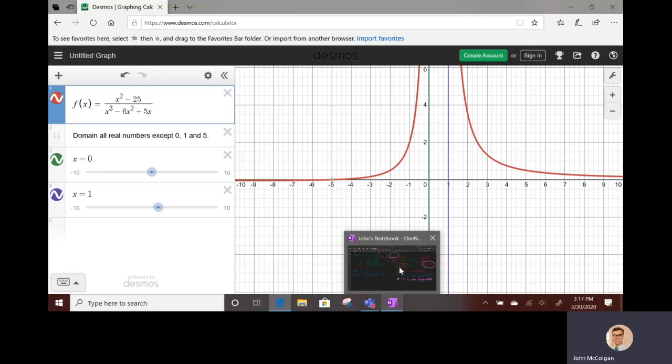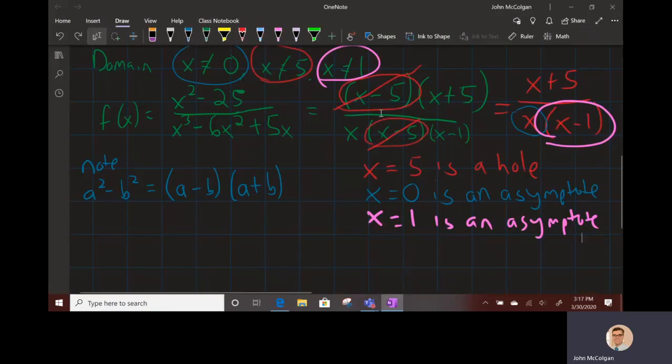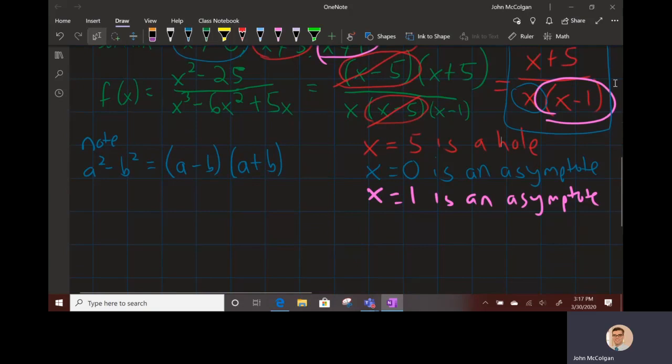So I'm going to go back to the notes that we had last time. This is from the last video where we saw the same thing, that x equals 5 is a hole, x equals 0 is an asymptote, and x equals 1 is also an asymptote. So what we're going to do here is as follows. We're going to take this function here that we have in red. Now, this is not the same exact function as f of x, because there's no x minus 5 in the bottom and no x minus 5 in the top. But that's okay. So I'm going to call it something different, though. I'm going to call it g of x.